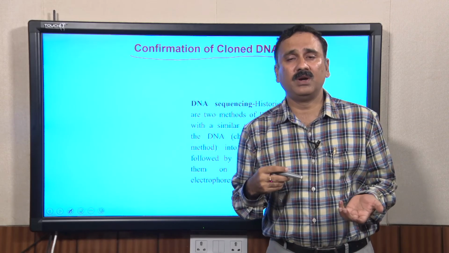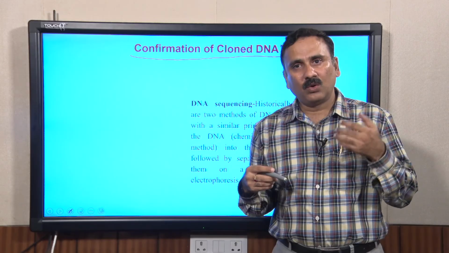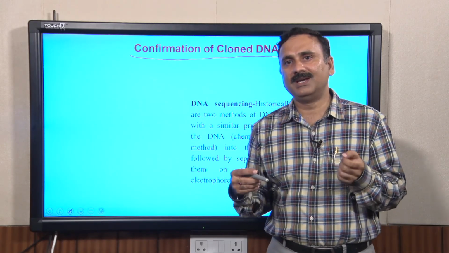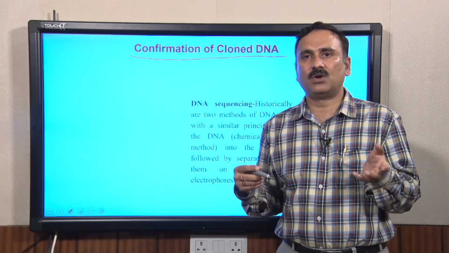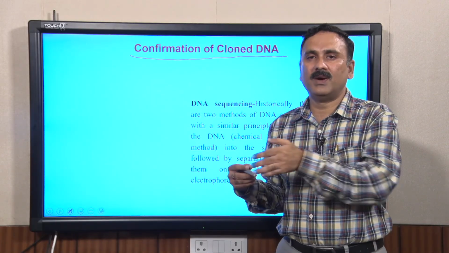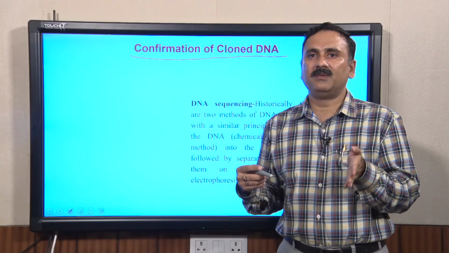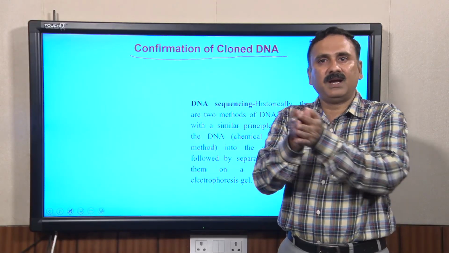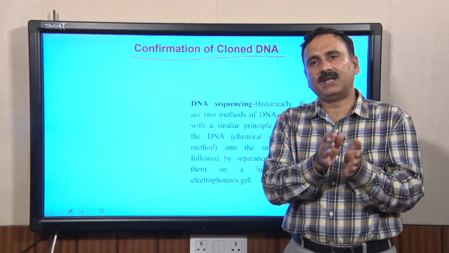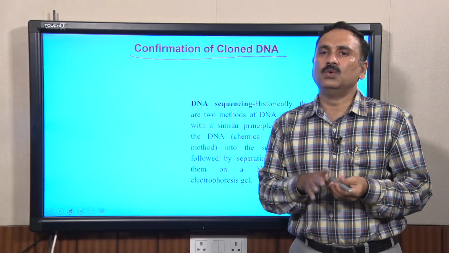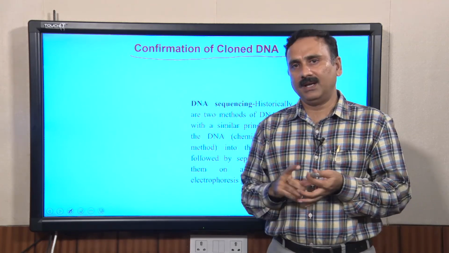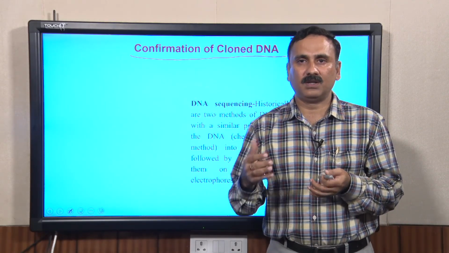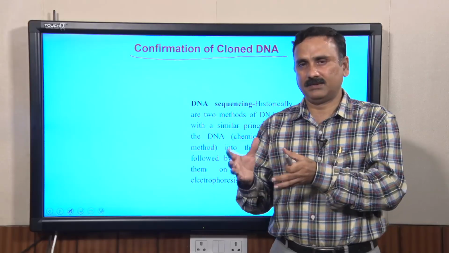So, confirmation of the cloned DNA means that the recombinant clone you got after the cloning actually has the right nucleotide sequence. You can do that by simply sequencing the DNA. You have two methods, the dideoxy method or the Sanger method, and you can use those two methods to sequence the DNA, and that will give you the confirmation that the clone you have prepared is correct.